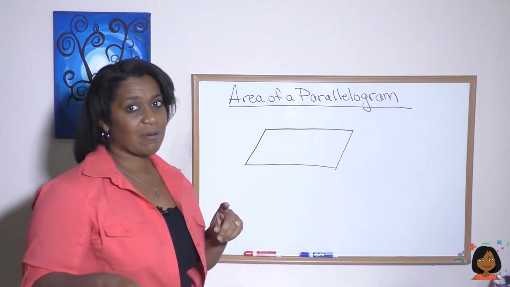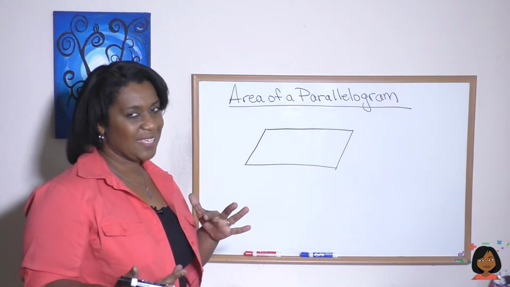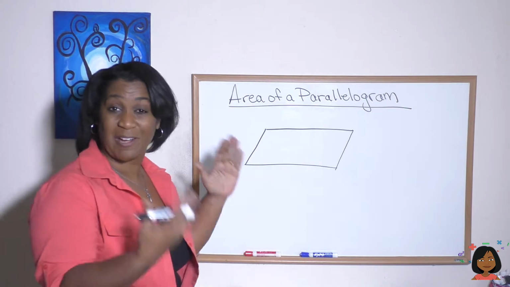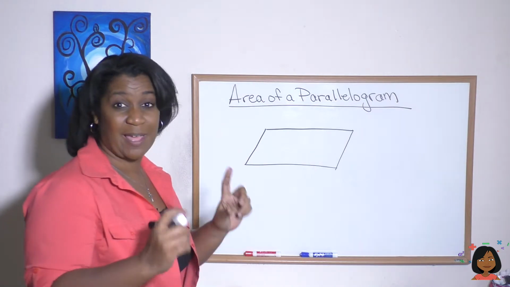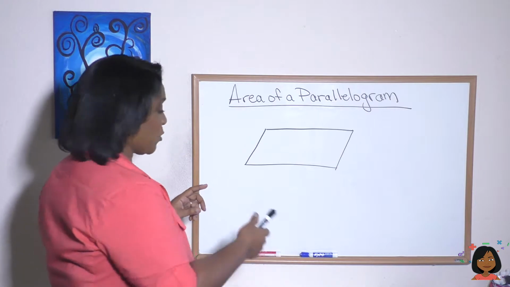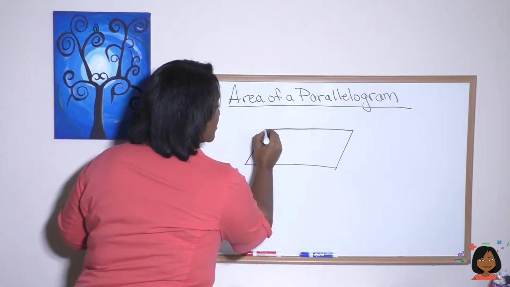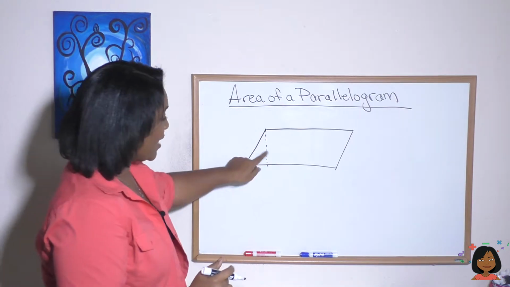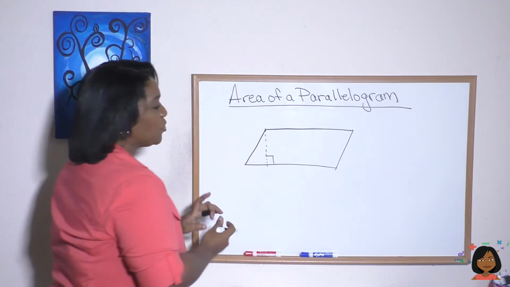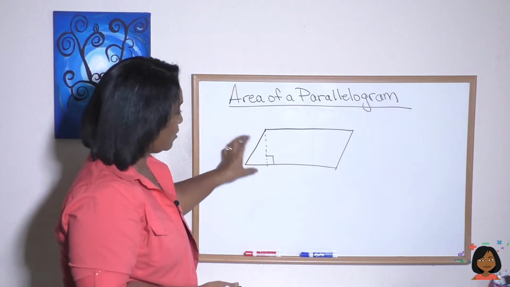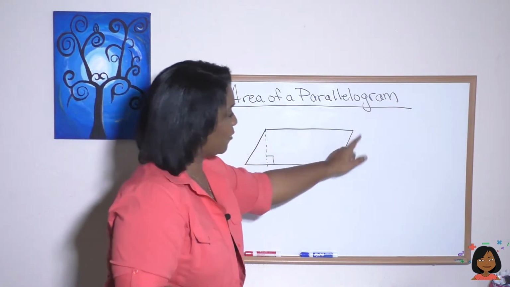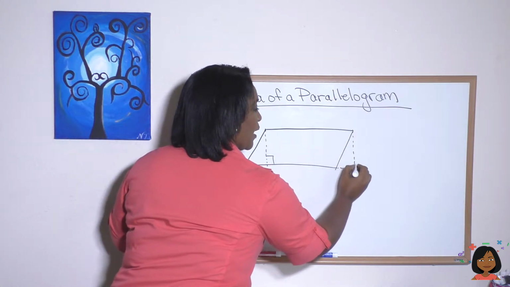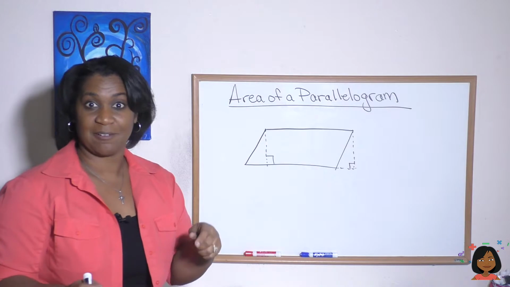You might also remember that a rectangle is a kind of parallelogram. Parallelogram just means it has two sets of parallel sides. A rectangle has that, but it has 90-degree angles, right? So if we decided to take a scissors and cut off this little triangle to make a 90-degree angle here, do you realize that we could take that triangle and flip it and slide it over and put it right here? And it would give us a rectangle.